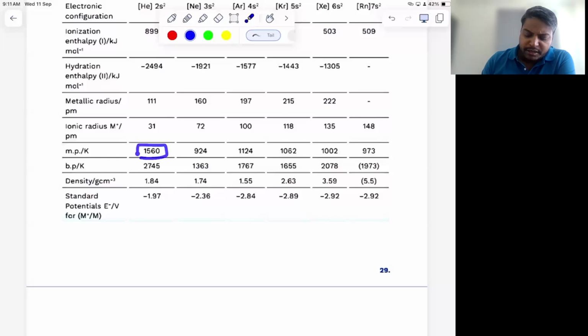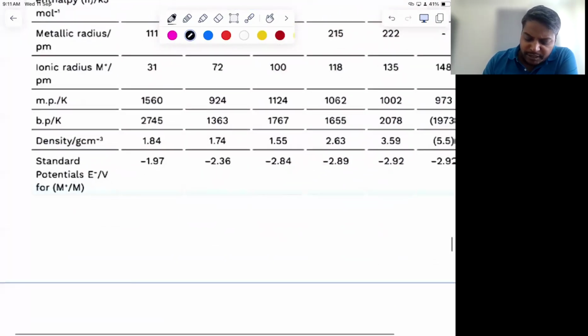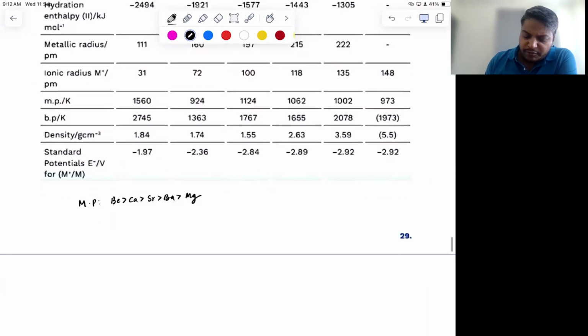Now notice the melting point. Generally we expect it to decrease down the group, but magnesium is low initially, then for calcium it increases, for strontium it decreases, for barium it decreases, and then radium. So in the case of melting point, beryllium is greater than calcium, greater than strontium, greater than barium, greater than magnesium. This is one important point about melting point.